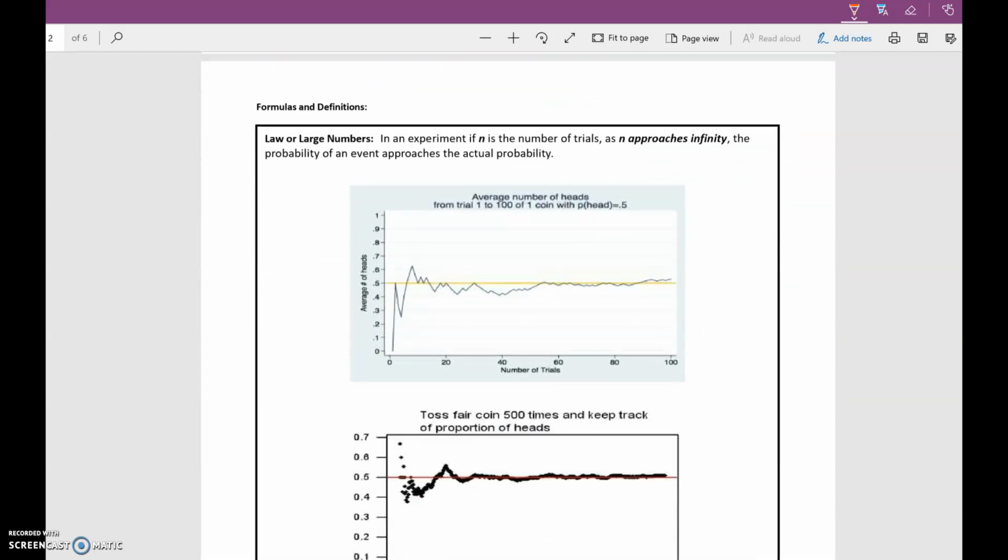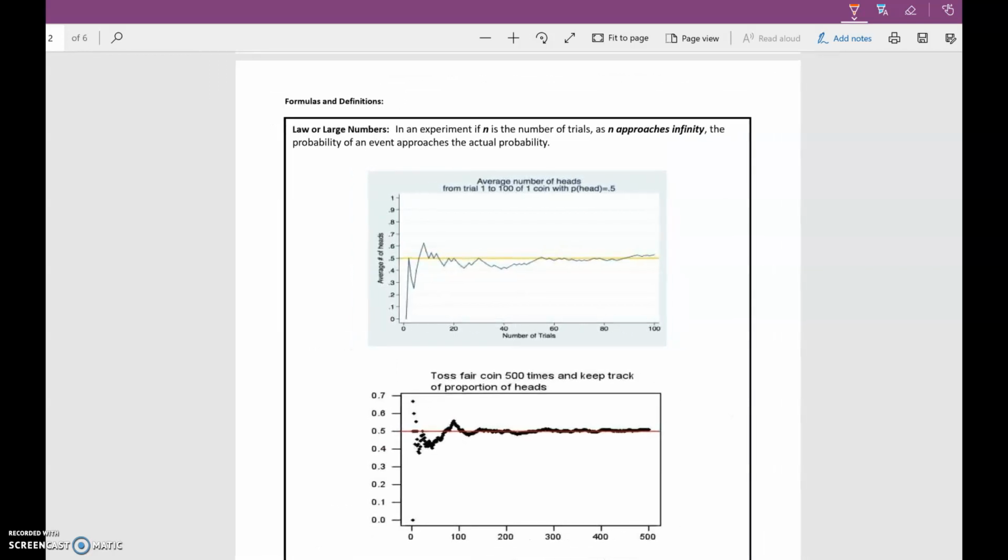Another definition that is going to show up, and this is going to come in one of the labs, is the idea of the law of large numbers. If you evaluate the probability of tossing a coin and obtaining heads, the probability of heads is about 50%. What this means is if you were to run this experiment over and over and over, the distribution of the heads is going to approach this value of 50%.